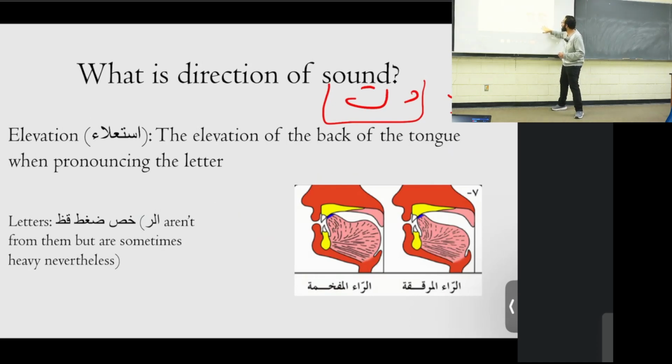So let's look at here. This is ra. When the back of the tongue goes up, it becomes ra, ra. When the back of the tongue is down, it becomes ra, ra, ra, ra. All of this is because of what? The back of the tongue. So when the back of the tongue is elevated, heaviness comes about. This is the next property we're going to talk about. Is there heaviness or not? Okay?